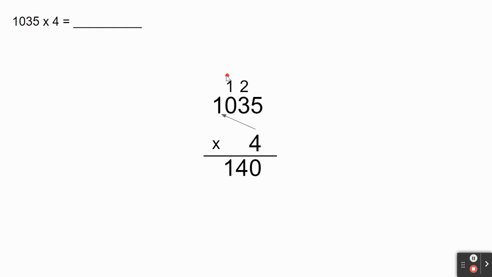Finally, let's multiply by the thousands place. 4 times 1 is 4. So our answer, or product, is 4,140.